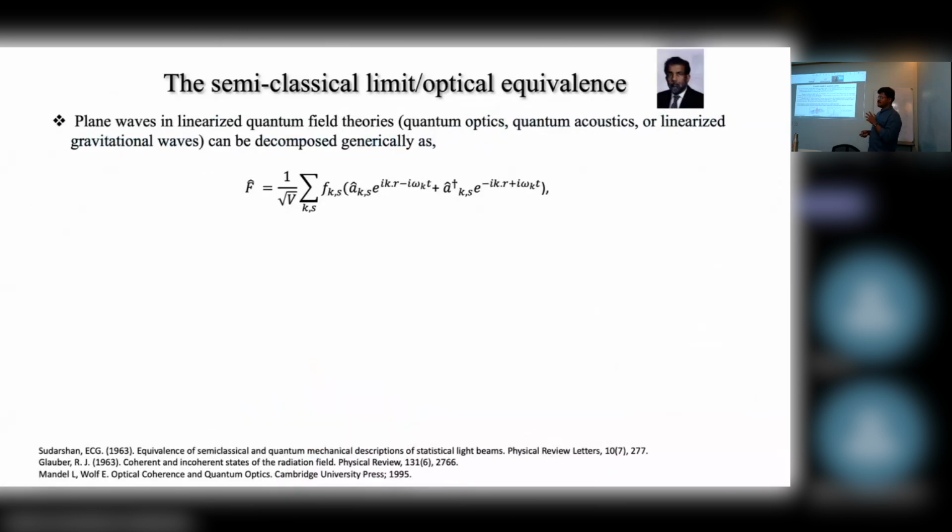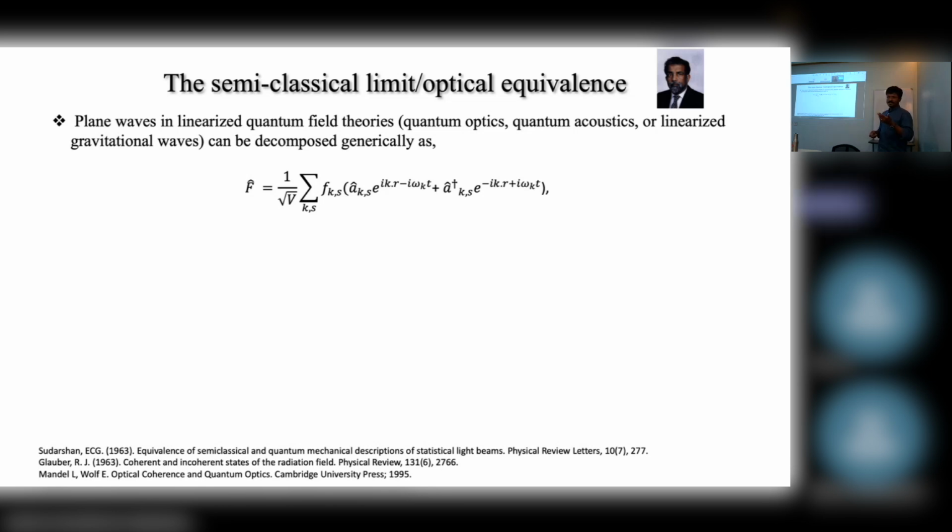So this is seamlessly going back and forth between quantum and classical description of the radiation field. This is more formally done by the optical equivalence theorem, actually introduced by Sudarshan. The idea is that if you have any linear field theory, for example electromagnetism, or even linearized gravity or acoustic waves, then we have a linear wave equation, and the solution can be expressed as a sum over plane waves.